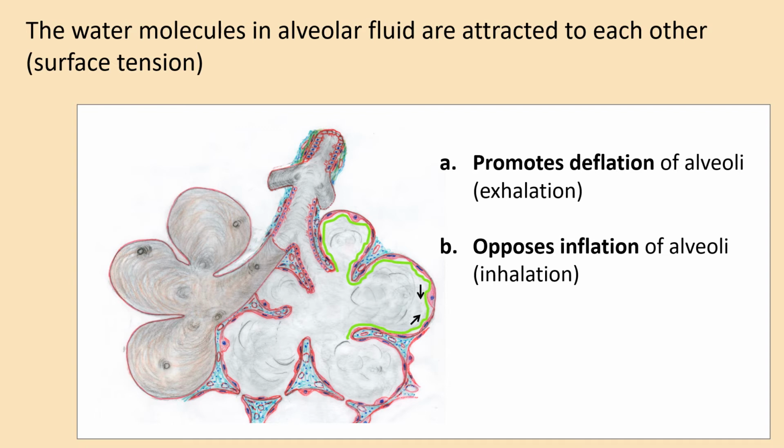Let's think about it from the other process. Let's think about the beginning of an inhalation. We want those alveoli to expand, but because of that surface tension, those water molecules are harder to pull away from each other. So this surface tension that's present in alveolar fluid opposes inhalation. It actually makes it harder to inhale.